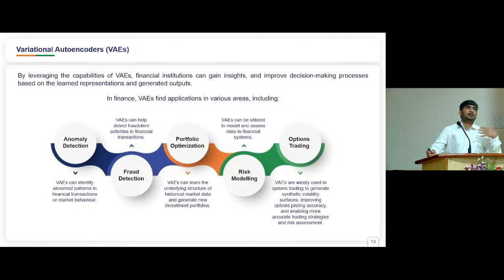We don't need very complicated GPUs or other things. In fact, yes, a decent enough server can implement variational autoencoders, and they have diverse applications in the financial domain. We are using this for anomaly detection and fraud prevention, and some people use it for other things also. But what I want to say is that variational autoencoders have diverse applications in the financial domain.